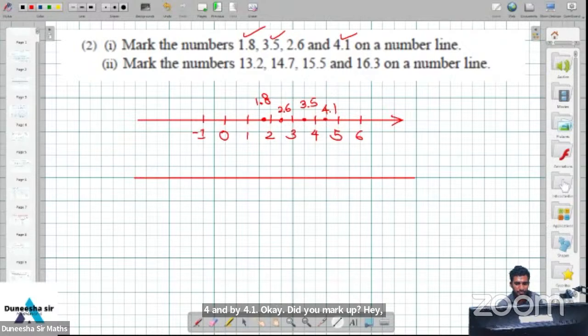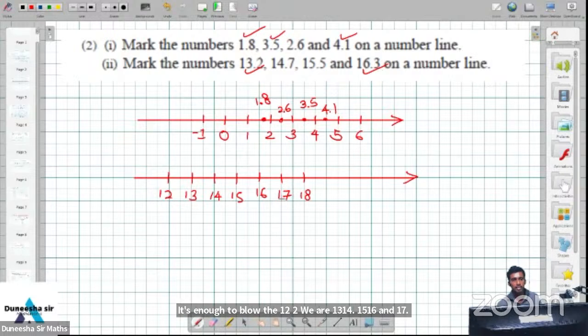Did you mark? Did you do the second? In the next one, the least value is 13.2 and the highest value is 16.3. It's enough to draw 12, 13, 14, 15, 16, 17 and 18. I marked only this range.